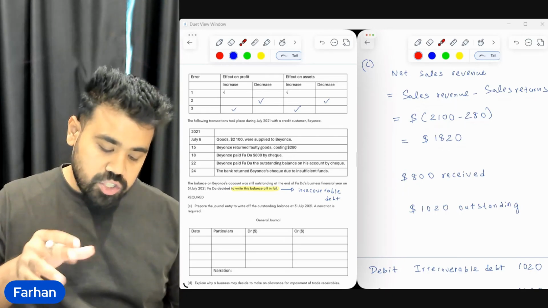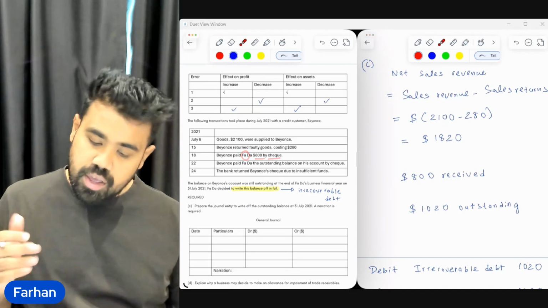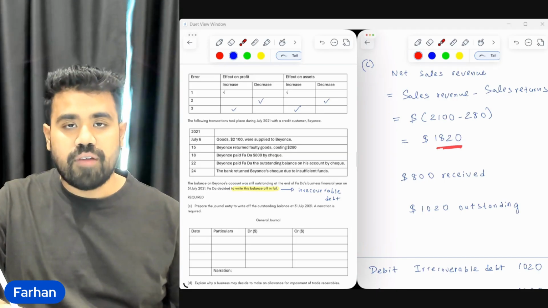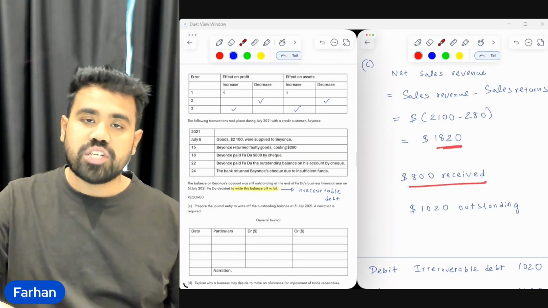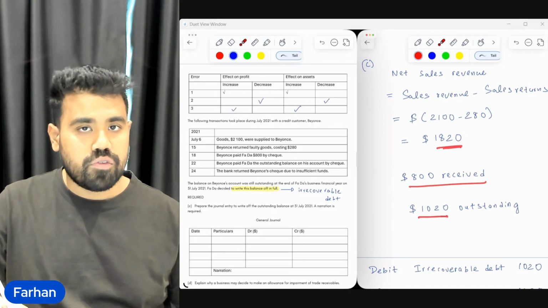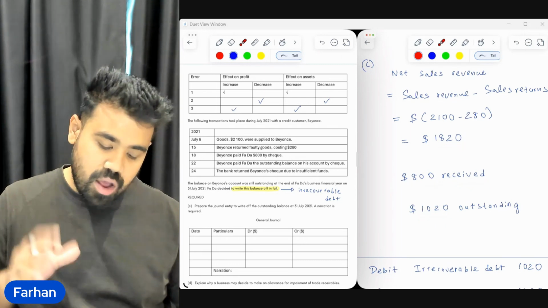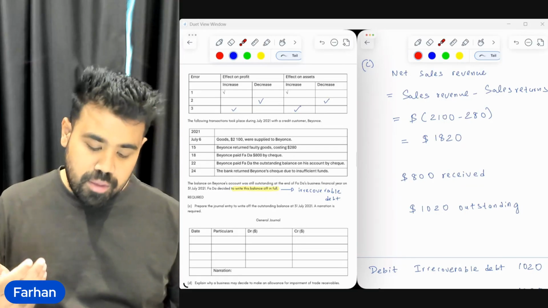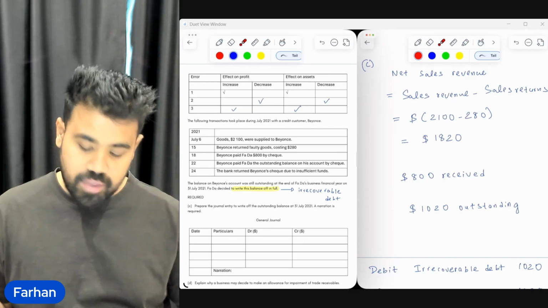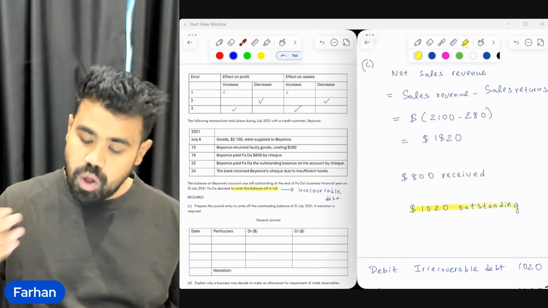Now, when you read the transaction on July 18, you see that Beyonce paid FADA $800 by check. So $1,820 is the original net sales after the returns have been processed. Once $800 in cash has been received from Beyonce, what Beyonce owes to the business is $1,020, right? Now, on July 22 and July 24, there are mentions of Beyonce paying the amount by check, but then the bank declined this because there were not enough funds. So $1,020 is what is outstanding.